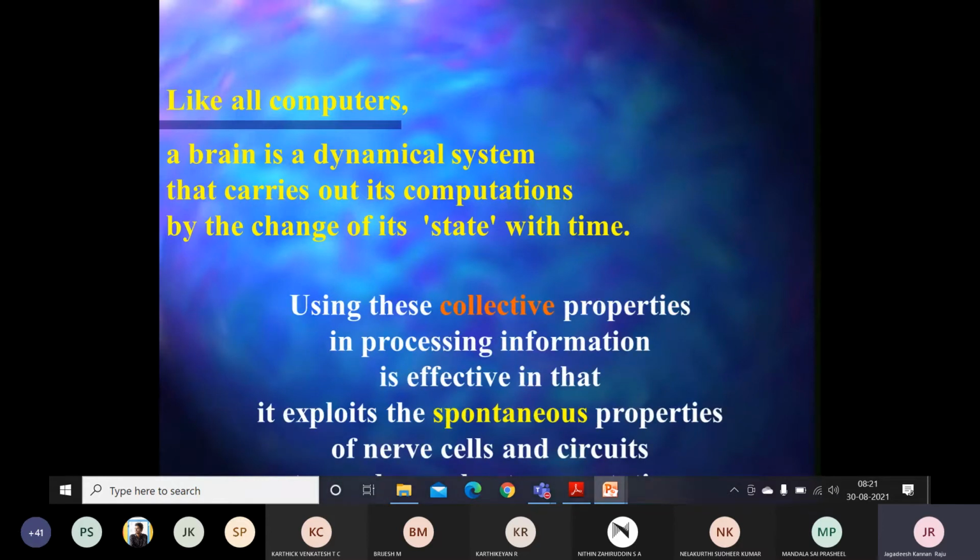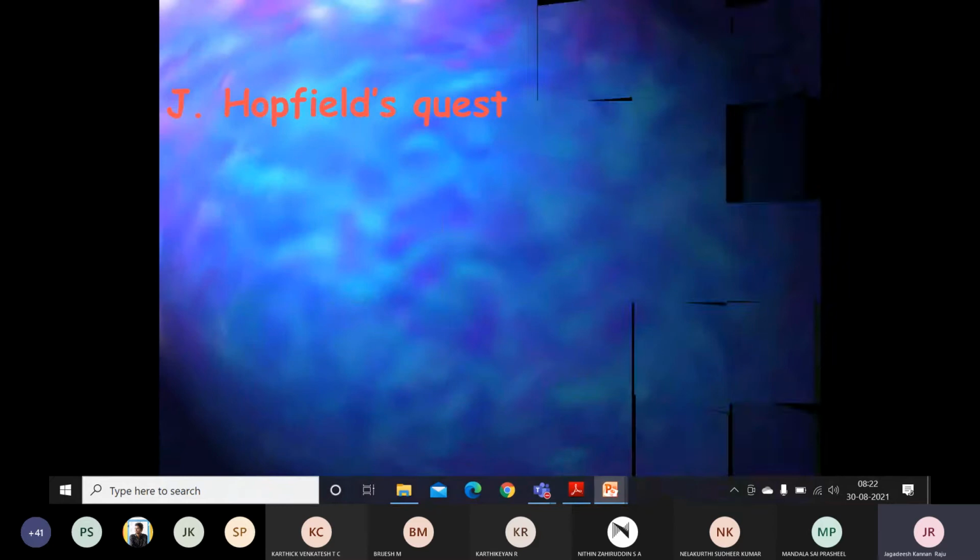Using these collective properties in processing information is effective in that it exploits the spontaneous properties of nerve cells and circuits. So whenever I see a fire, I need to put it off, or whenever I take a cup of hot water, I feel that it is too hot, or slightly hot, or moderately hot. That is considered a spontaneous property of nerve cells and the circuits.